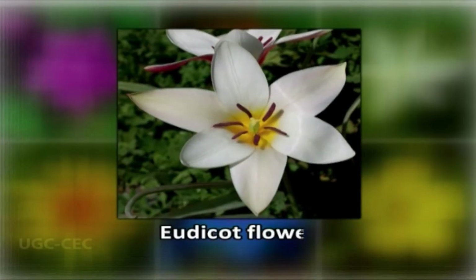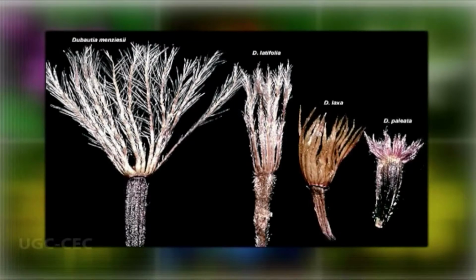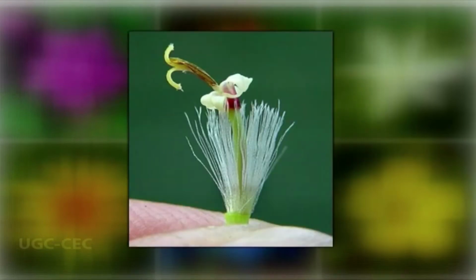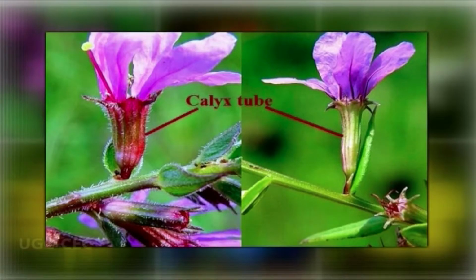The merosity of eudicot flowers is typically 4 or 5, whereas the merosity of a monocot or paleodicot flower is generally 3 or a multiple of 3. The form of the sepals varies considerably among the flowering plants. Often the sepals are much reduced, appearing somewhat awn-like or as scales, teeth, pups or ridges, as in Asteraceae and among the grasses. In some flowers, the sepals are fused towards the base, forming a calyx tube, as in Lythraceae.